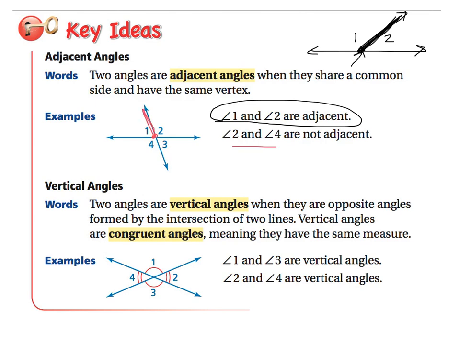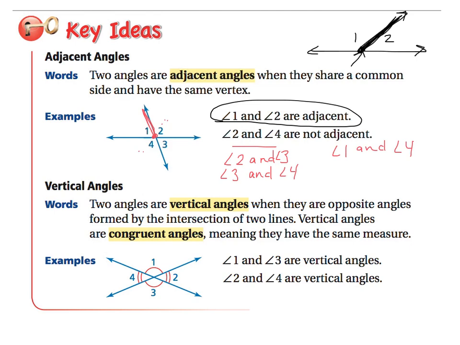Now, angles 2 and 4 are not adjacent. If we look, angle 2 and angle 4 do share the same vertex, but they are across from each other. They are not sharing the same side. Now, we have other angles that are adjacent here. Angles 2 and 3 are adjacent. Angle 3 and angle 4 are adjacent. And angle 1 and angle 4 are also adjacent.